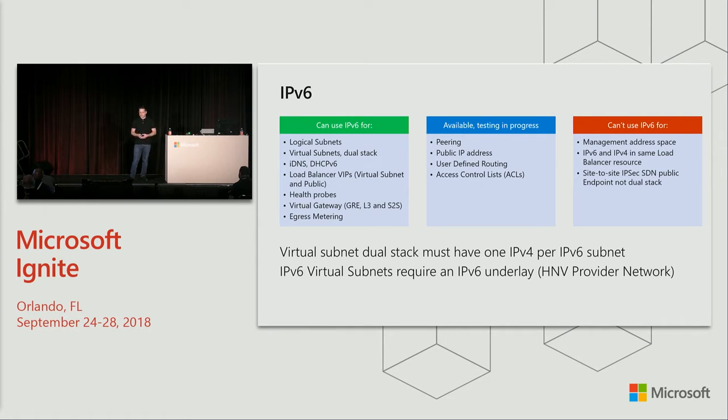We do support dual stack for the virtual network address space. You have to map one-to-one a v4 to v6 when you use that within each subnet that you want to have dual stack available. If you do use v6 in your virtual address space, the physical address space for the provider network, where the VXLAN packets go, also has to use v6. We don't do v4 on top of v6 and vice versa there.